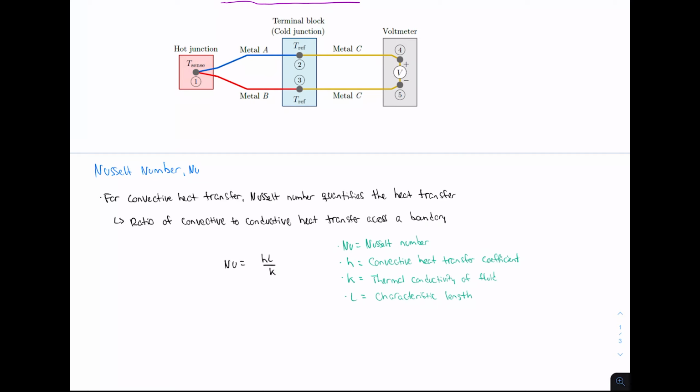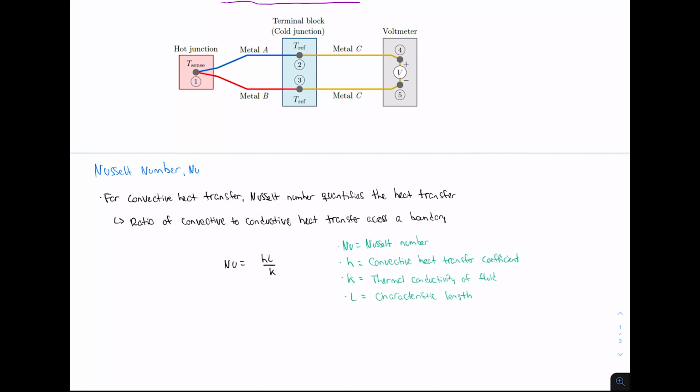Okay, so now we're going to talk about the Nusselt number, or Nu. This is for convective heat transfer, and it's a way to quantify the heat transfer that we have. In second fluids, we had the Reynolds number, and that quantified our flow. That was a ratio of inertial forces to viscous forces. For heat transfer, we have the Nusselt number, and that's a ratio of the convective to the conductive heat transfer that we have.